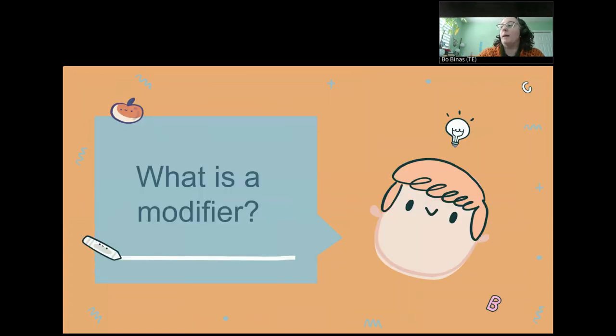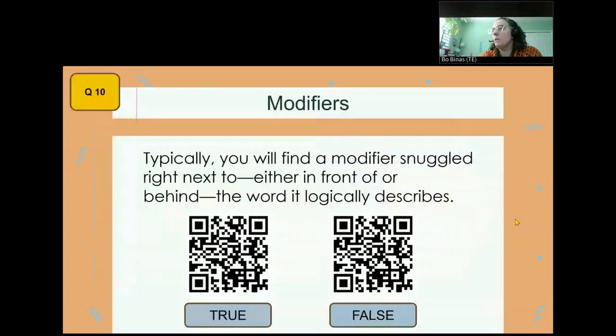Okay, so now let's talk about modifiers a little bit more because we got to look at sentences that are correct before we can recognize if they're not correct. Okay. So let's answer this again. This should be super simple because it's literally the same question we just answered, but it's worded differently. So typically, you will find a modifier snuggled right next to, either in front of or behind, the word it logically describes. True or false? All right, this is true.